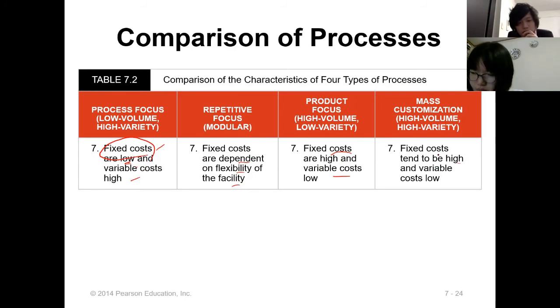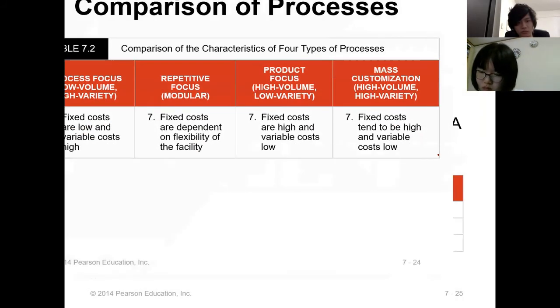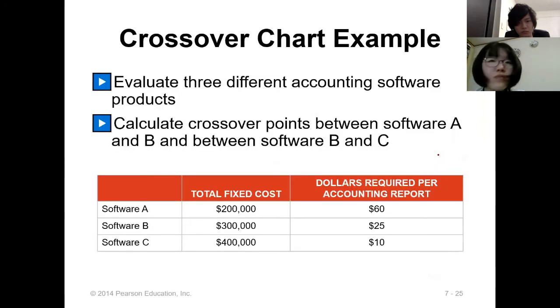So this depends on the amount of flexibility that you want in the process, as well as the amount of equipment that you need to invest. So that's the characteristic that you can use to compare these four different processes, or process strategies. Right. Any questions until now? Any questions?